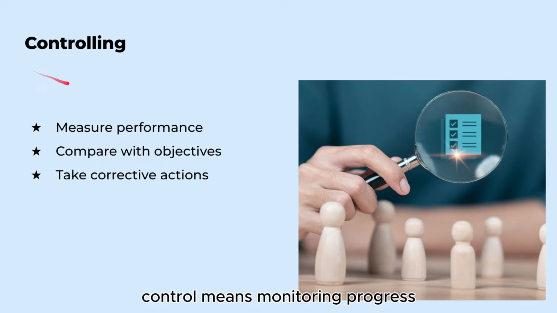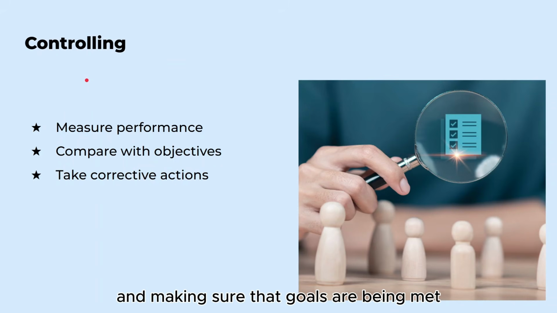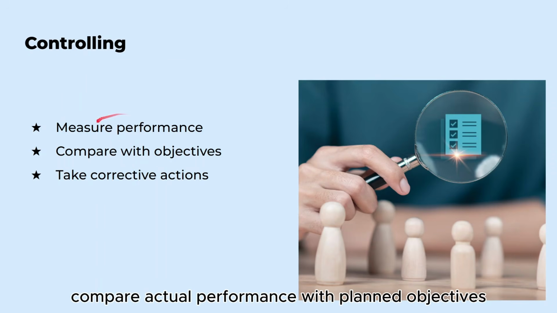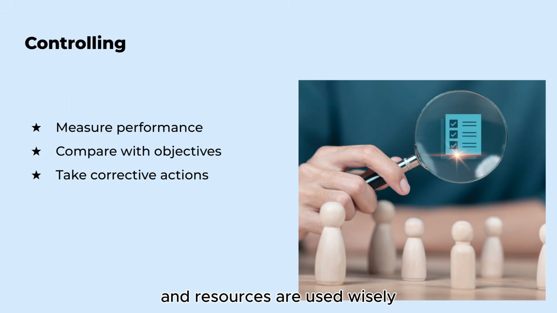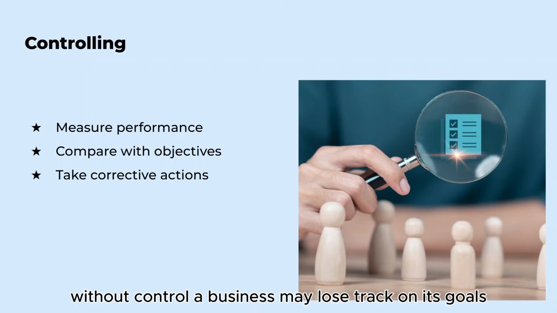Control means monitoring progress and making sure that goals are being met. Managers compare actual performance with planned objectives, identify problems, and take corrective actions when needed. It ensures that standards are maintained and resources are used wisely. Without control, a business may lose track of its goals.